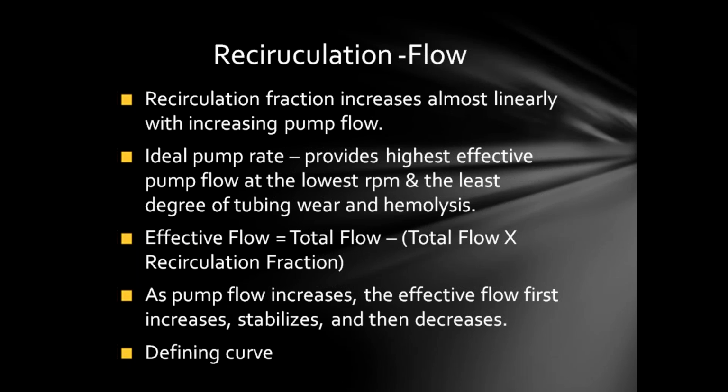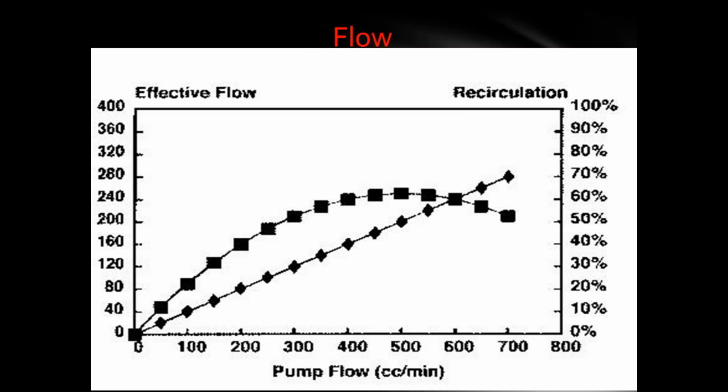Your ideal pump flow rate provides the highest effective pump flow at the lowest RPM. That is ideal. So with the minimum RPM, whatever the highest saturation you can get, that is your ideal pump flow. Effective pump flow equals total flow minus total flow multiplied by the recirculation fraction, and that is the way you can calculate the effective flow. As the pump flow increases, the effective flow first increases, then stabilizes, and then decreases, and that is what we call the derecruitment curve. And that is what I was telling you.